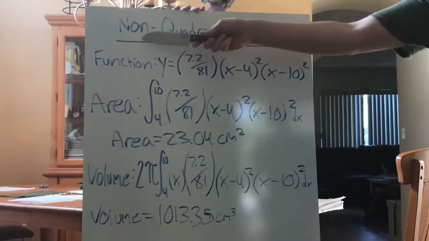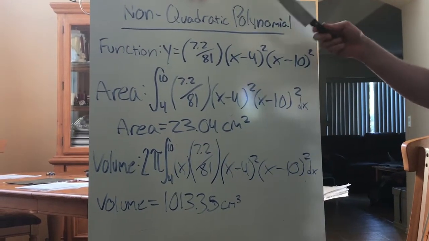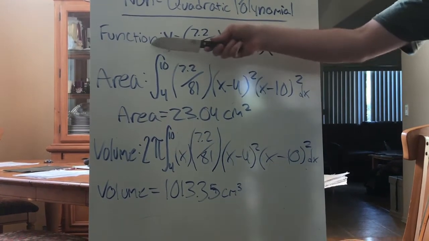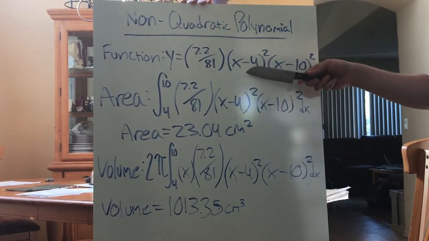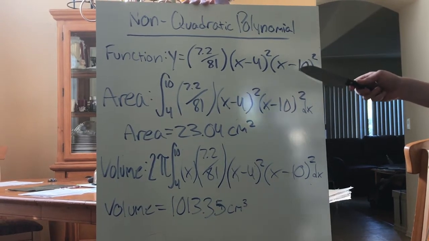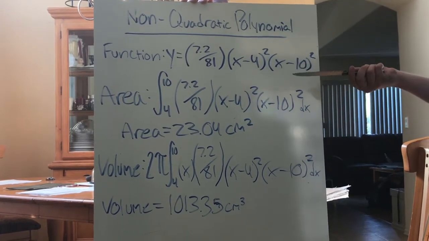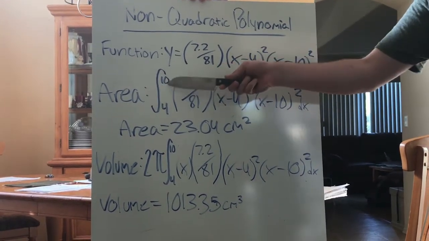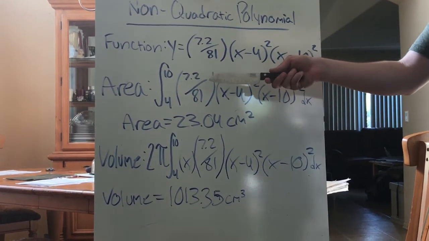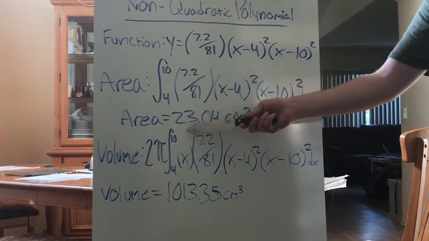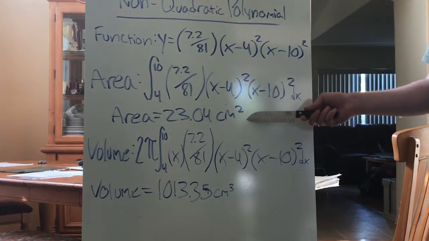Well, considering it from a non-quadratic polynomial point of view, we can model a single cross-section using the function y equals quantity 7.2 divided by 81 times quantity x minus 4 squared times quantity x minus 10 squared. And then using that cross-section, we can find the area by integrating it from 4 to 10, the points at which the function intersects with the x-axis. And that area then yields 23.04 square centimeters.